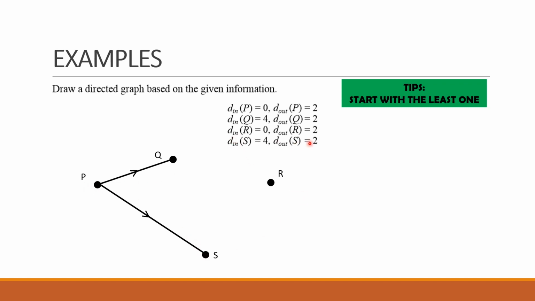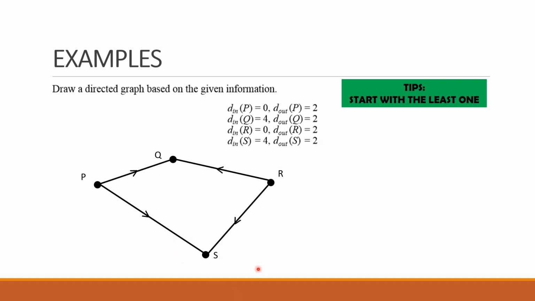Alright, and then the same goes for R. D in is 0, D out is 2. So R going to Q and R going to S. RS and RQ. I didn't do RP because D in for P is 0. Once we have settled the least ones, we go to the next level. We only have points Q and S in this example. For both Q and S, the degree going in and degree going out are exactly the same.